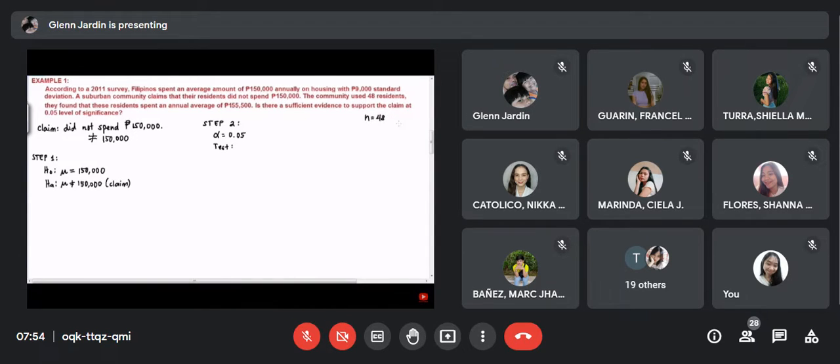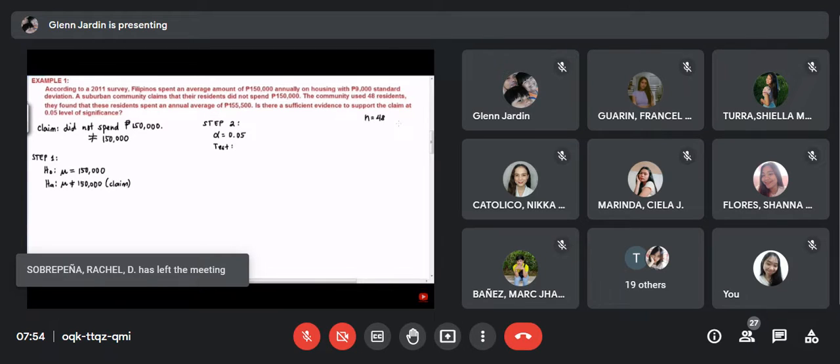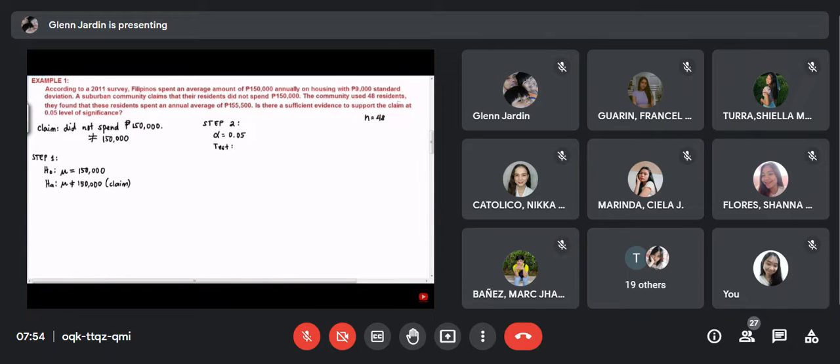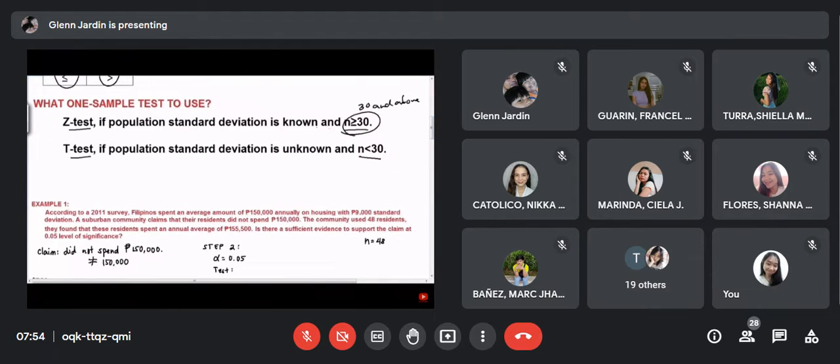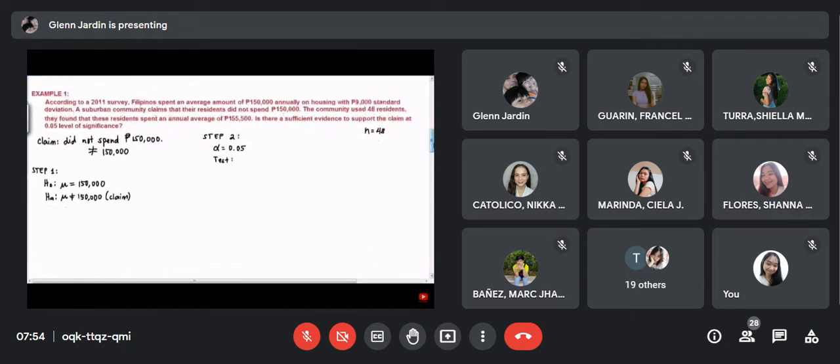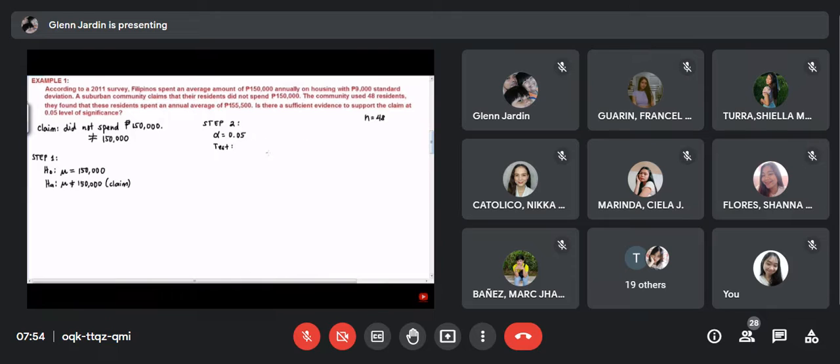Kasi pag sinabing n guys, yan yung sample size or yung ginamit na respondents or participants doon sa experiment. So in this case, the community used 48 residents as their sample. Okay? So 48 yung ating n. So 48 is greater than 30. Okay? So kapag greater than 30 ang inyong n, gagamit kayo ng z-test. Pag less than 30 ang inyong n, gagamit kayo ng t-test. So ibig sabihin, dito sa example na to, ang gagamitin nating test is z-test because our n is 48, which is greater than 30. So z-test to. Okay?